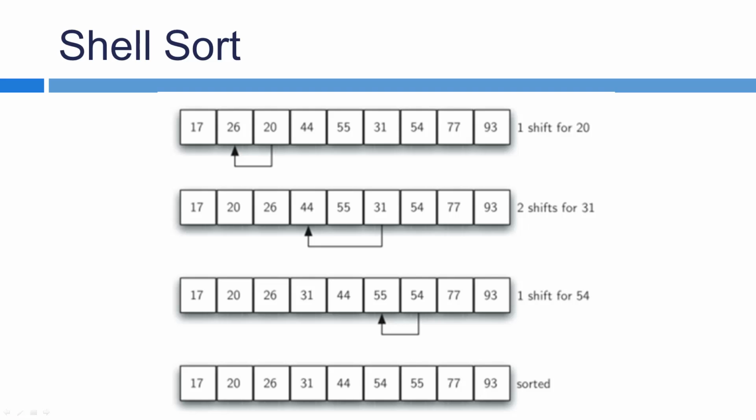Note that by performing those earlier sublist sorts, we've actually reduced the total number of shifting operations necessary to put the list in its final order. For this case, we only need 4 more shifts to complete the process: 1 shift for 20, 2 shifts for that 31 element, and 1 more shift for 54. And then your entire list has finally been sorted.